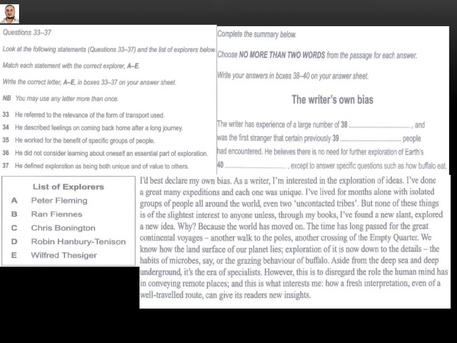So this answers number 40. He believes there is no need for further exploration of Earth's surface. Why? Because he says we know how the land surface of our planet lies. Exploration of it is now down to the details. Okay, so 38 will be expeditions, 39 will be isolated, and 40 will be surface.